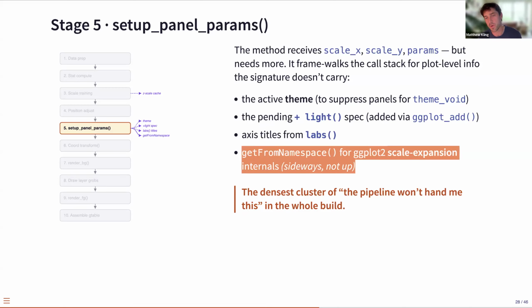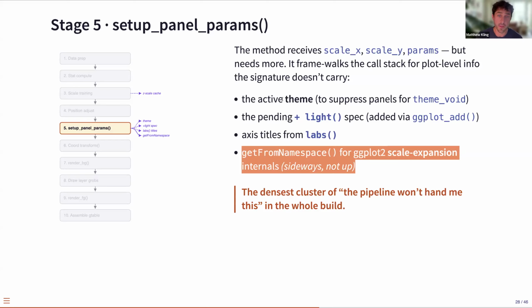It works for now, but that's kind of fragile because those functions could change without notice, and then it would break ggcube. So that's one issue. The other issue is that the setup panel params method doesn't have access to these other plot level pieces of information that I needed.